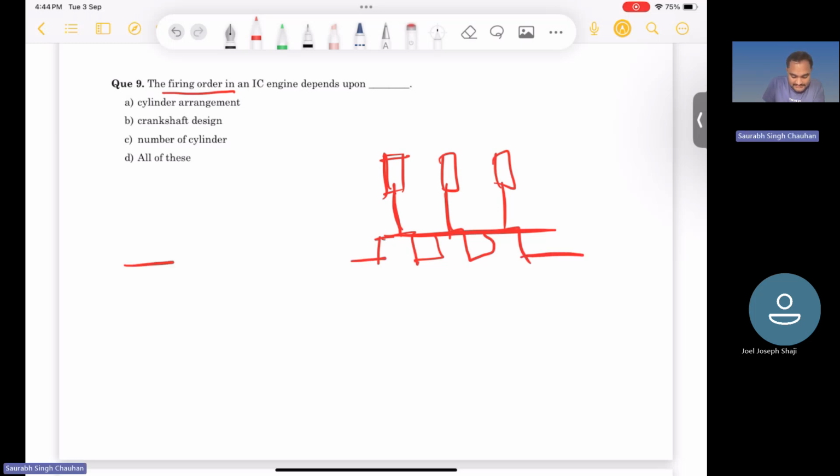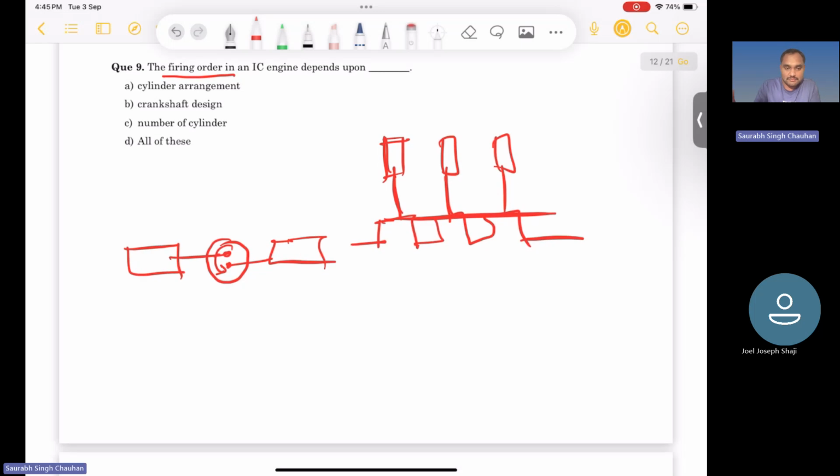And there can be something like this: one cylinder is in this direction, another cylinder is in this direction, and they are connected to the shaft like this, in opposite directions. Another possibility can be some other orientation. There is something called V type of cylinder. So there are a lot of different arrangements, and all these arrangements are made to basically optimize these vibrations. So this is what is meant by cylinder arrangement.